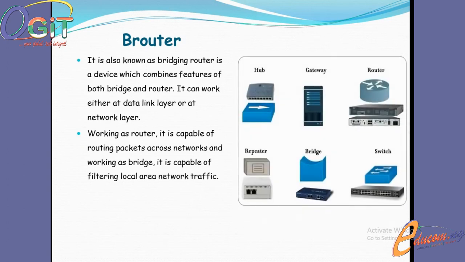Looking at the diagram shown up, it shows a pictorial representation of the network devices we have. In this diagram, we have the hub here, we have the gateway, we have the router, we also have the repeater, and we have the bridges, and we have the switch. I think with this pictorial diagram, we'll be able to identify the network devices we have.